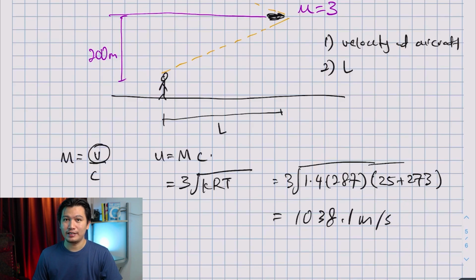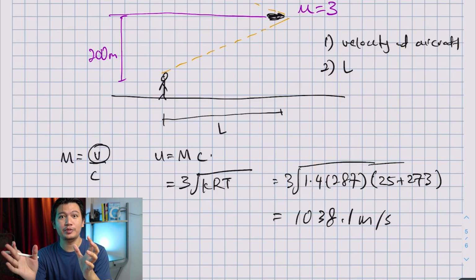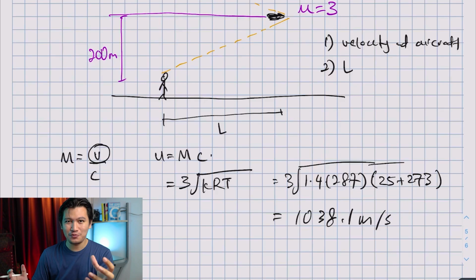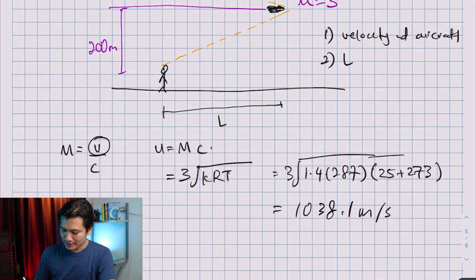Let's take some time to reflect on the answer. This is obviously very fast. Now imagine this is about 1 kilometer. For every second the aircraft has moved 1 kilometer. So just imagine how cool that is, how fast that is. Now let's work on question number 2, which is to find L.